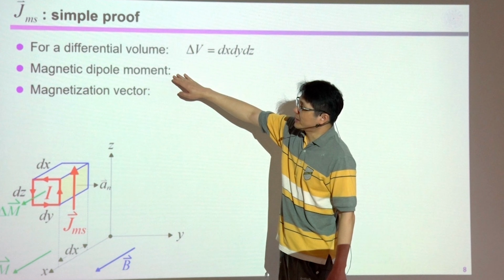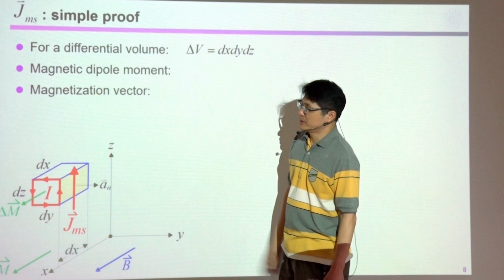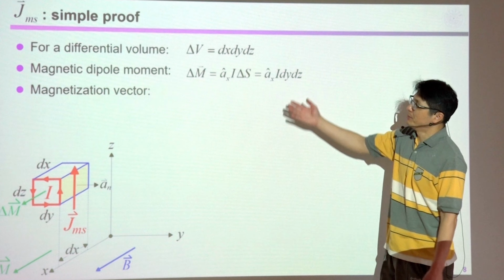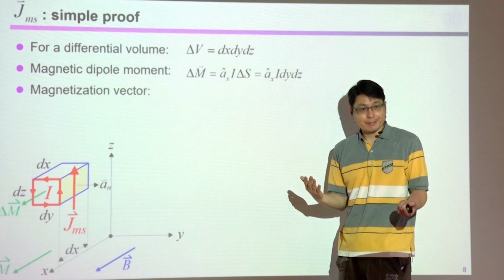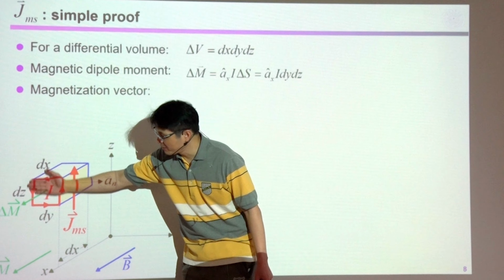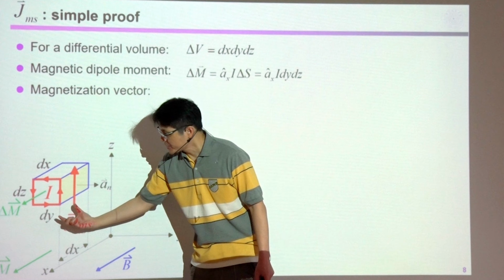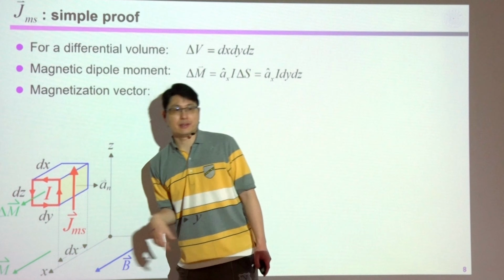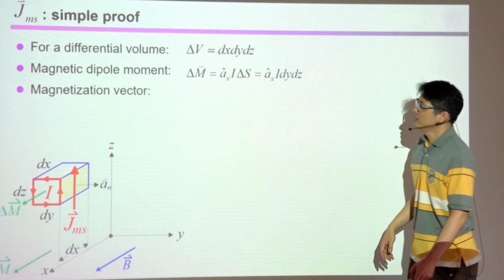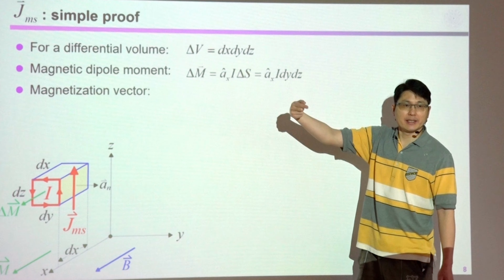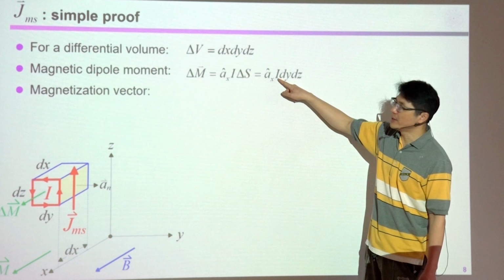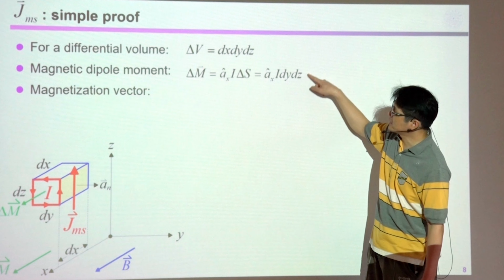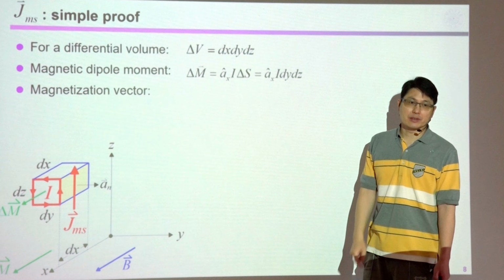And what is your magnetic dipole moment? Well, your magnetic dipole moment is nothing more than I times the area. So we only care about this surface area. Surface area is dy dz, but the direction is pointing in the x direction. So in the x direction, the amount of current times the area, dy dz.